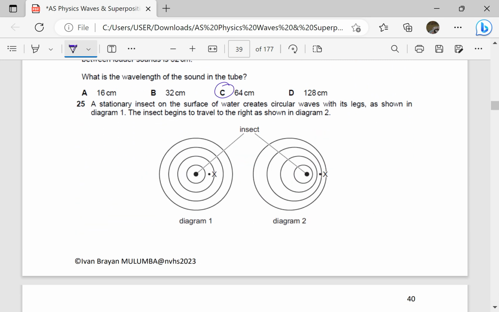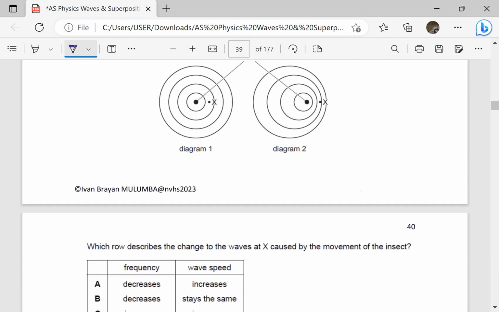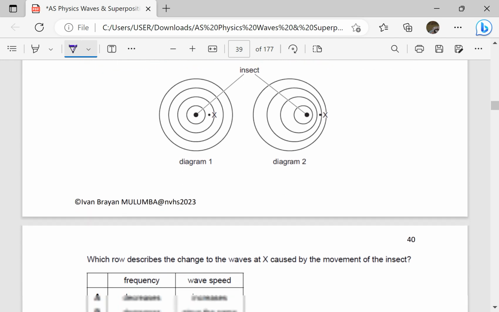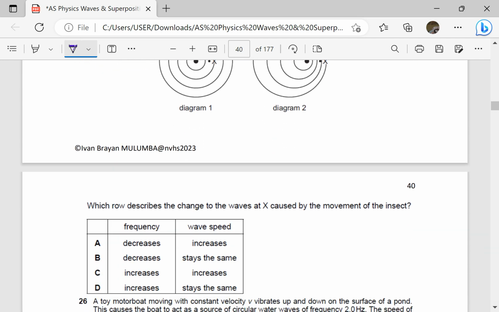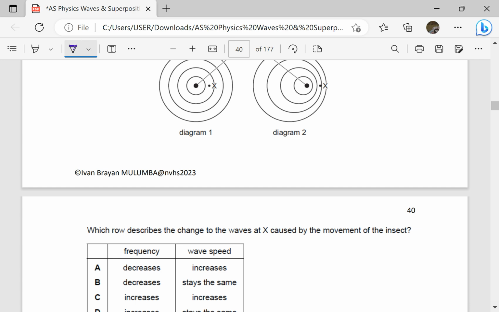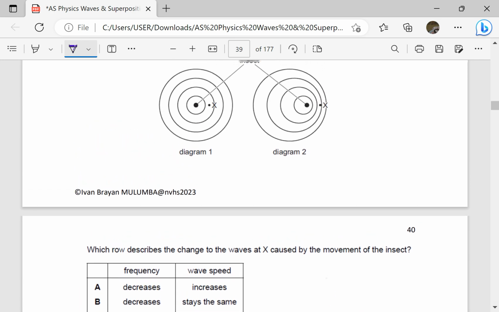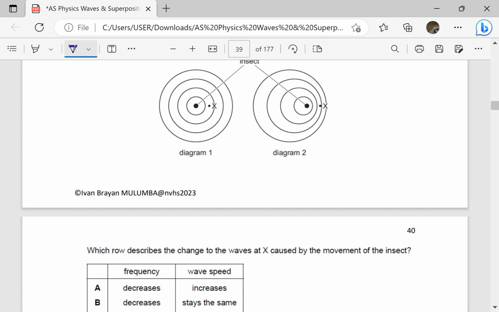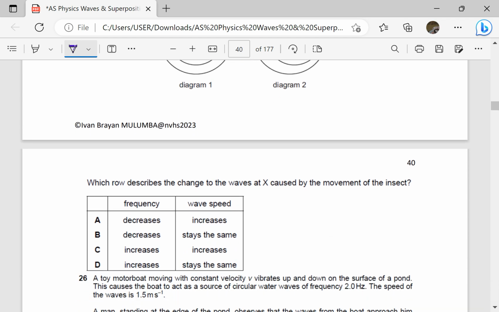A stationary insect on the surface of water creates circular waves with its legs, as shown in the figure here. The insect begins to travel to the right. Which law describes the change to the waves at x caused by the movement of the insect? The wavelength is decreasing, the frequency is increasing, as we can see. The speed must remain the same. So the answer is going to be D.